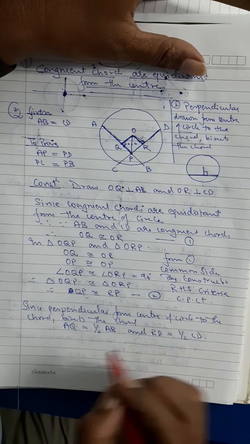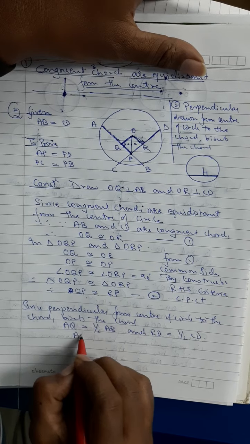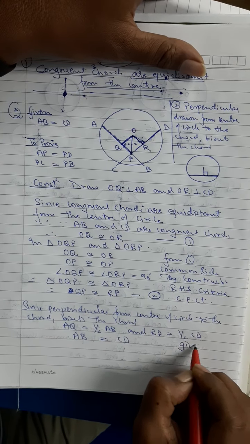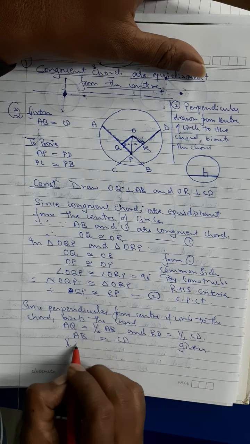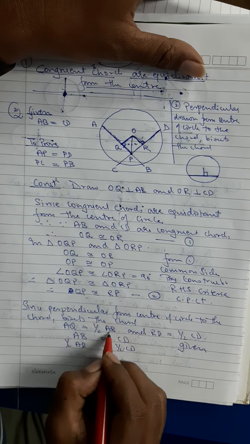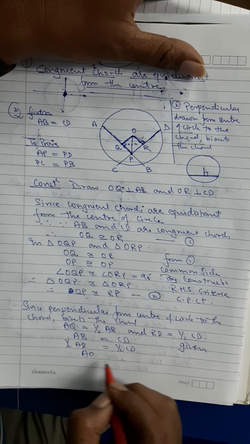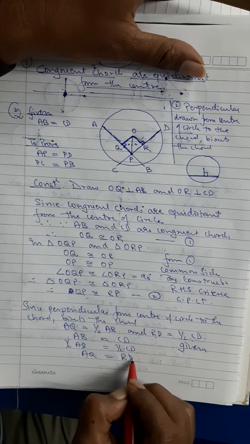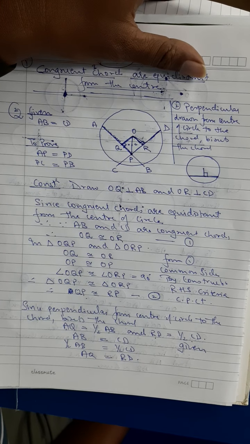So this we have got. Now we know AB is equal to CD. This is given, they are congruent chords, therefore half of AB will be equal to half of CD. But half of AB is equal to AQ, and half of CD is equal to RD. So we will get AQ is equal to RD.